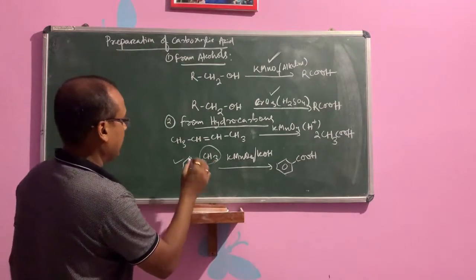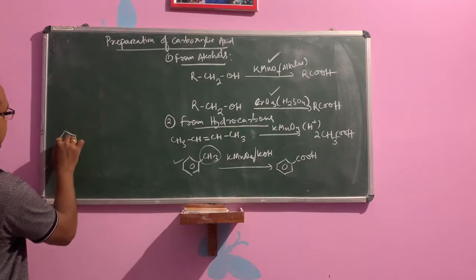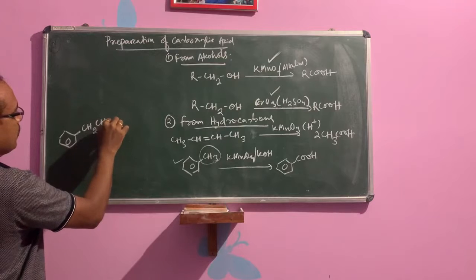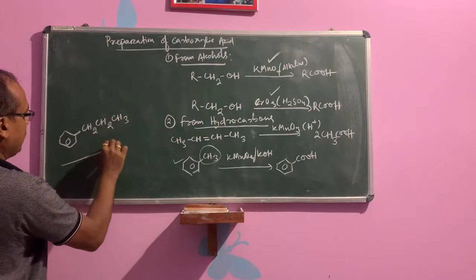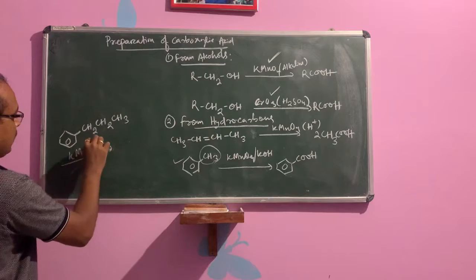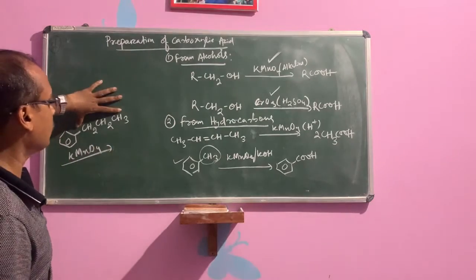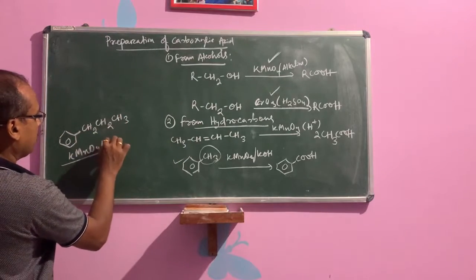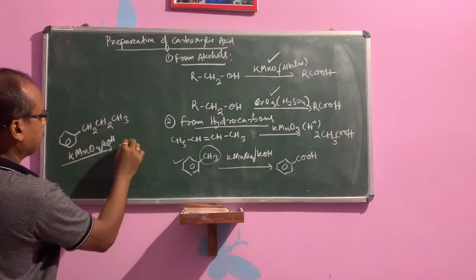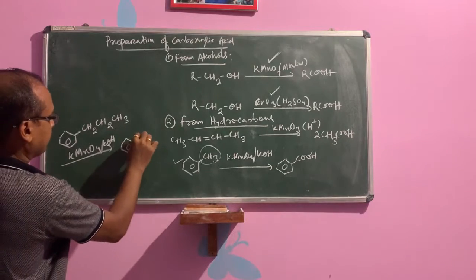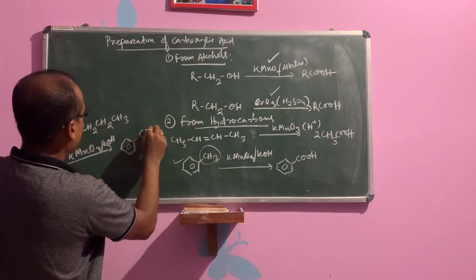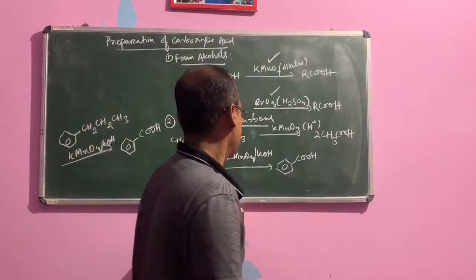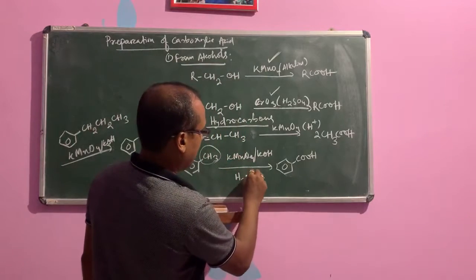If the side chain is CH2CH2CH3 in the presence of KMnO4, you see it does not depend on the length of the side chain. It directly forms benzoic acid. KMnO4, KOH to form COOK, followed by hydrolysis. You write followed by the hydrolysis.